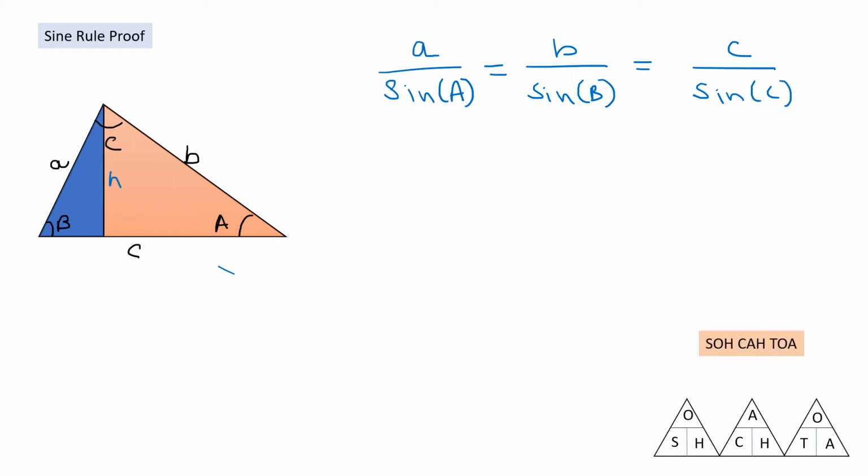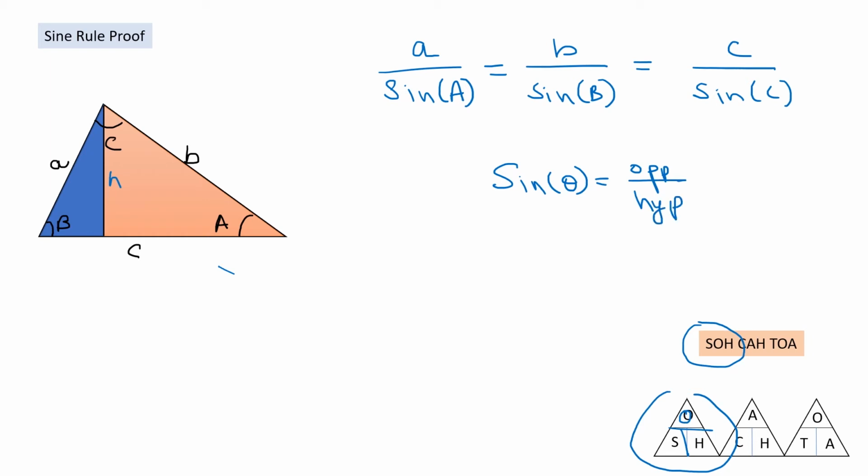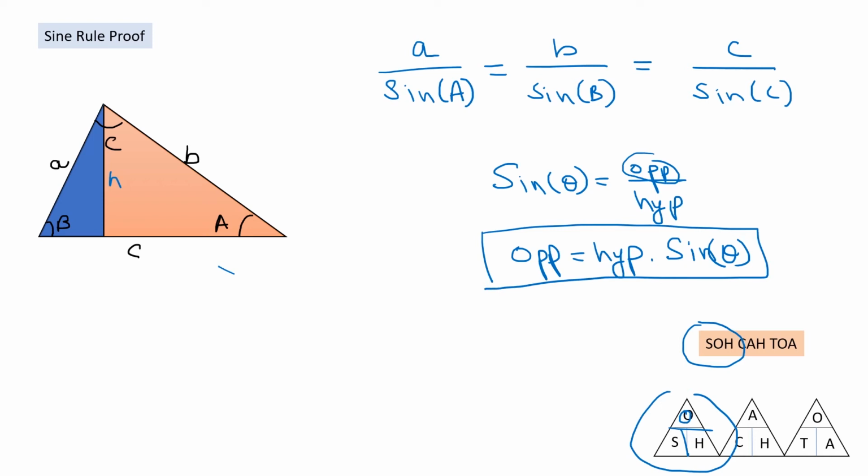So we are trying to prove the sine rule, so we can use the sine trigonometric ratio, which is sine equal to opposite over hypotenuse. So let me write it down. So sine theta is equal to opposite over hypotenuse, right? In this equation we can make opposite the subject. How can we make opposite? So opposite equals hypotenuse times sine theta, right? So we are going to use this equation here.